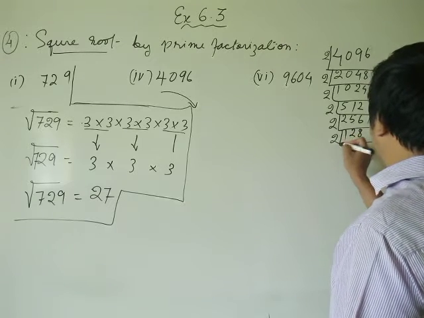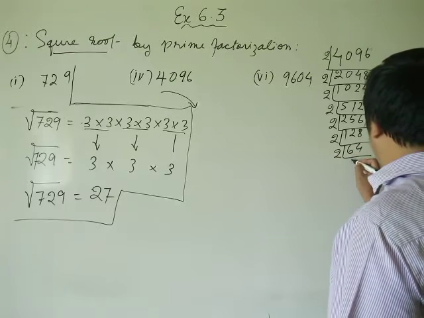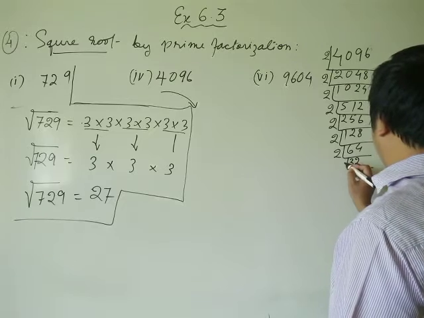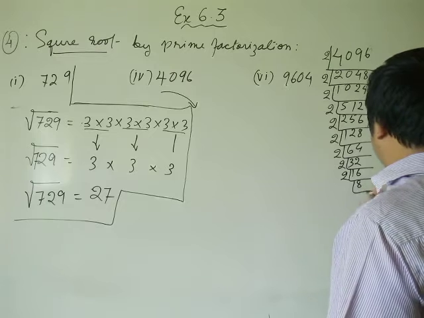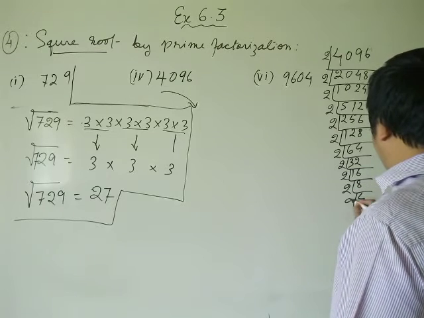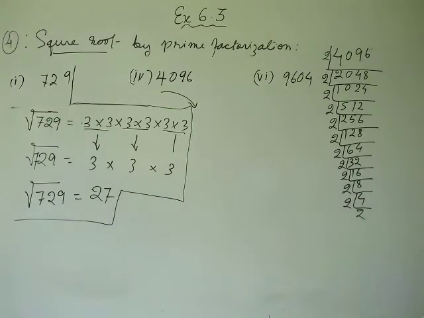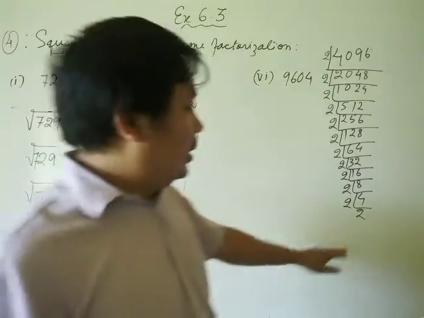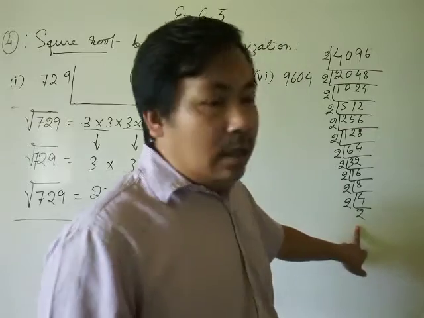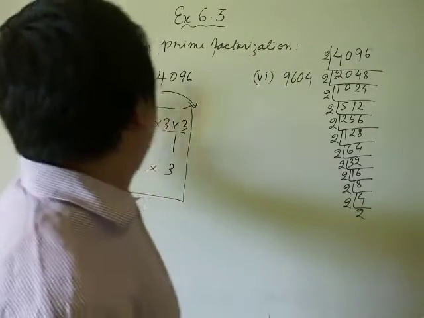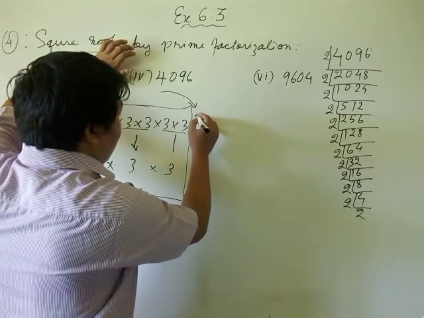Still you can continue with 2 6s are 12, 2 4s are 8. 2 3s are 6, 2 2s are 4, and 2 2 1 is 2 2 6, and still we get 2 8s are 16, and here 2 4s are 8, and here we get 2. So when we get the last number as a prime number, then we can stop the division, isn't it? The factorization. So all these are the prime factors of this number given here, which is 4,096, isn't it?